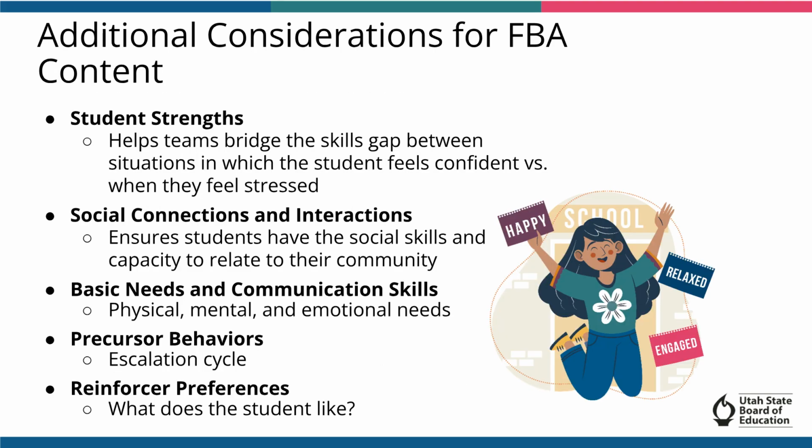An effective FBA includes additional considerations beyond ABC data. We identify student strengths to bridge skill gaps and assess social connections. We look at basic needs and communication skills and identify precursor behaviors that indicate escalation. Finally, we must identify reinforcer preferences to ensure interventions are motivating.